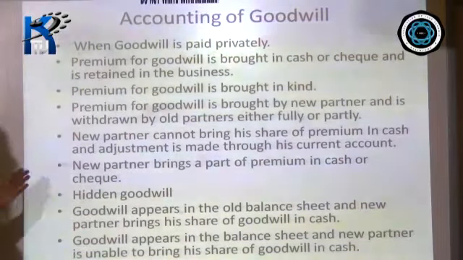When we talk about the old balance sheet, we are talking about the question. If there is goodwill in the question, first of all that goodwill needs to be written off. How are we going to do it? I'll tell you in the coming slides.